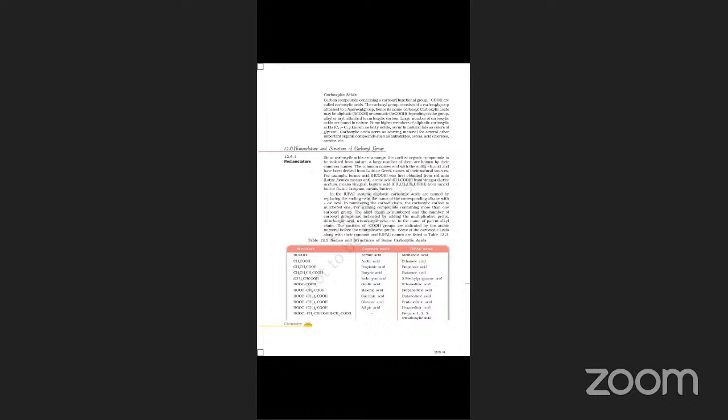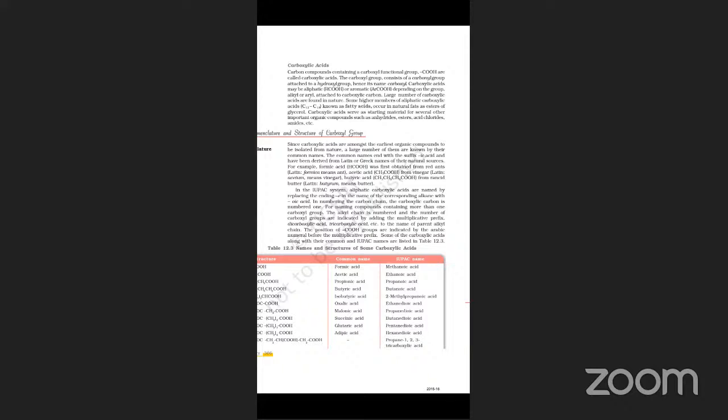Carboxylic acids, if we see, we know that carboxylic acid has the functional group COOH. The carboxyl group consists of a carbonyl group attached to a hydroxyl group, that is R-C double bond O attached to an OH group. So generally it is known as what? RCOOH or an aromatic compound, depending upon the group or alkyl attached to the carbonyl carbon.